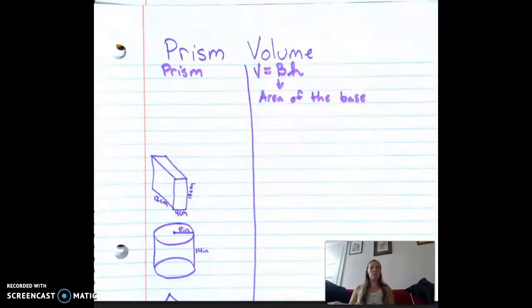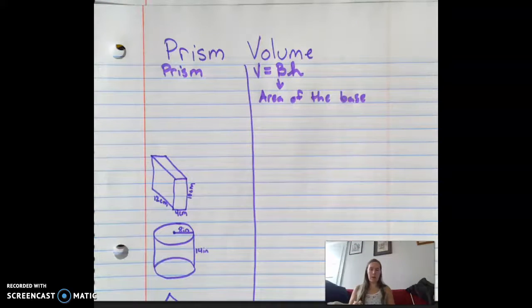So that means we need to use what we were doing last week where we were figuring out the volume. We're doing that, right? Yeah, we're figuring out volume of all these different shapes. We're going to be using that area to help us.